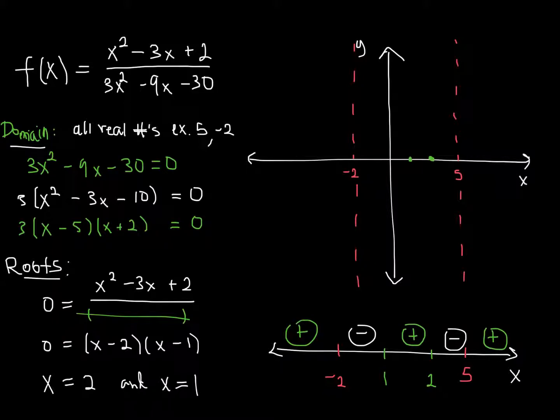And so now that we've done all this work ahead of time, kind of before we've actually sketched any of the graph, we now have a really clear idea of what our graph is going to look like. We know it's always going to be positive in this interval, negative in this interval, positive in this small interval here, negative in this interval, and then positive from 5 to positive infinity.